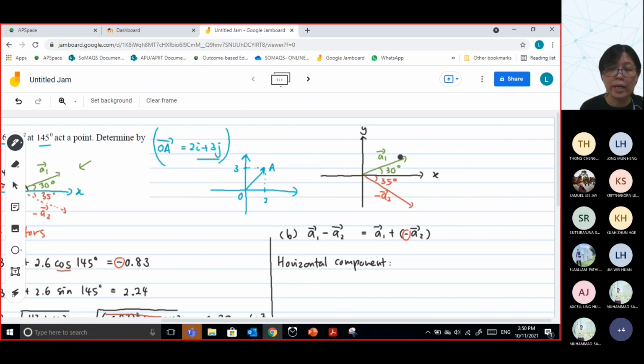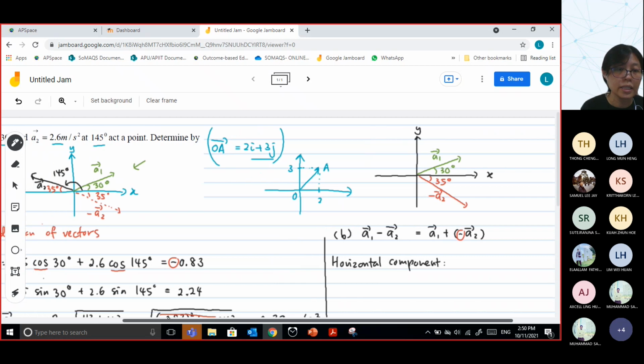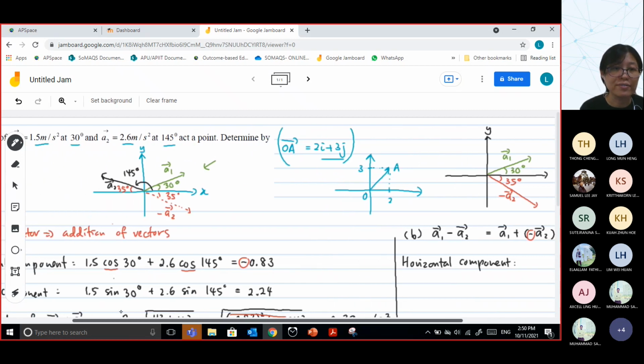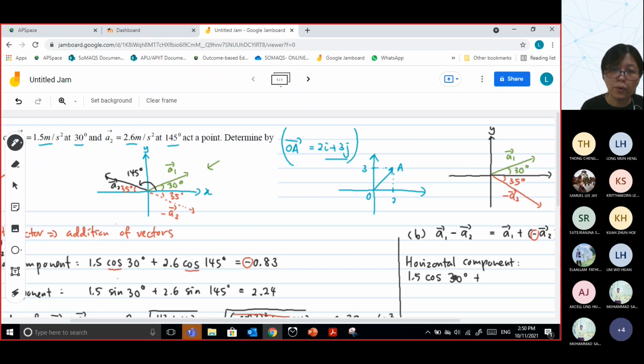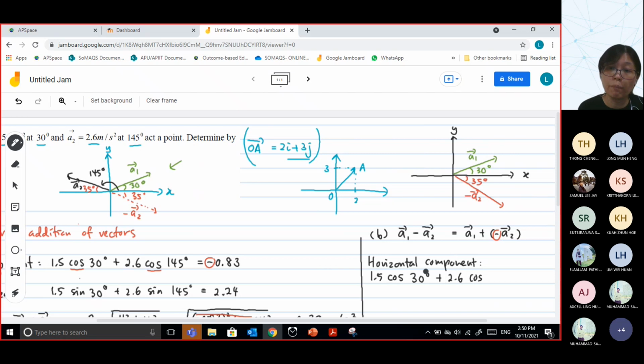Okay, so A1 is 1.5 cos 30. Then A2 is 2.6. But for negative A2 here, your angle is changed already, because it's the opposite direction.